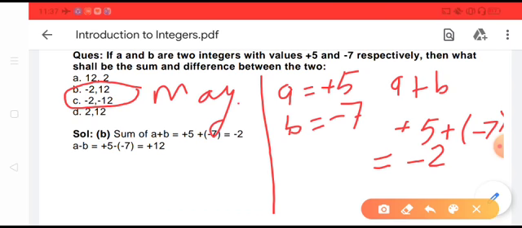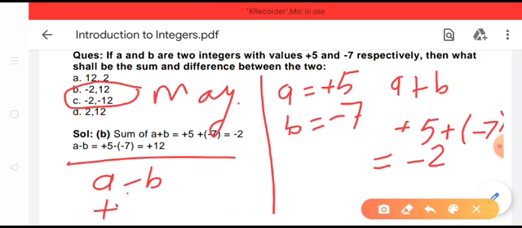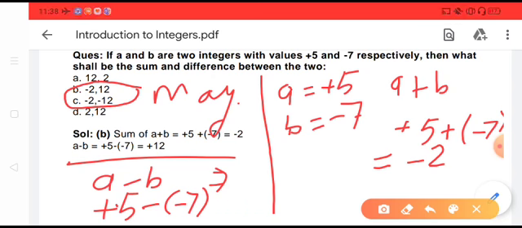Now we go for the other one and we find the difference between them. A minus B, it means +5 minus -7. Minus minus becomes plus, then 7 and 5 is equal to plus 12. It means option B is the correct option.